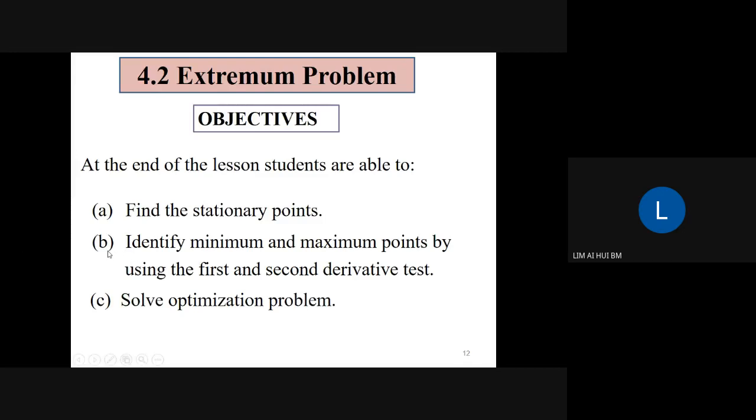B, the second objective is to identify minimum and maximum points by using the first and the second derivative test. And the C is to solve optimization problem. Tolong buat correction now. Open your notes, turn to the 4.2. For your notes, it's written 4.2 curve sketching. So now change to extremum problem.